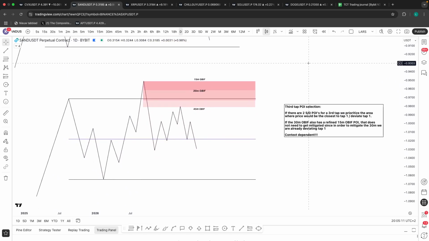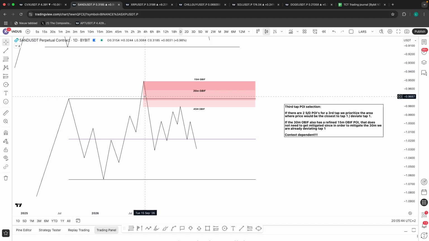So, having an example here where we're trading a model 2 distribution, right? When we're identifying our third tap POI and we're in a situation where we have a distribution that looks like this, and in this pivot point right here of our second tap, we have a 45-minute block. And within the 45-minute block, we also have a refined 30-minute order block. And within that 30-minute order block, we also have a refined 15-minute order block.